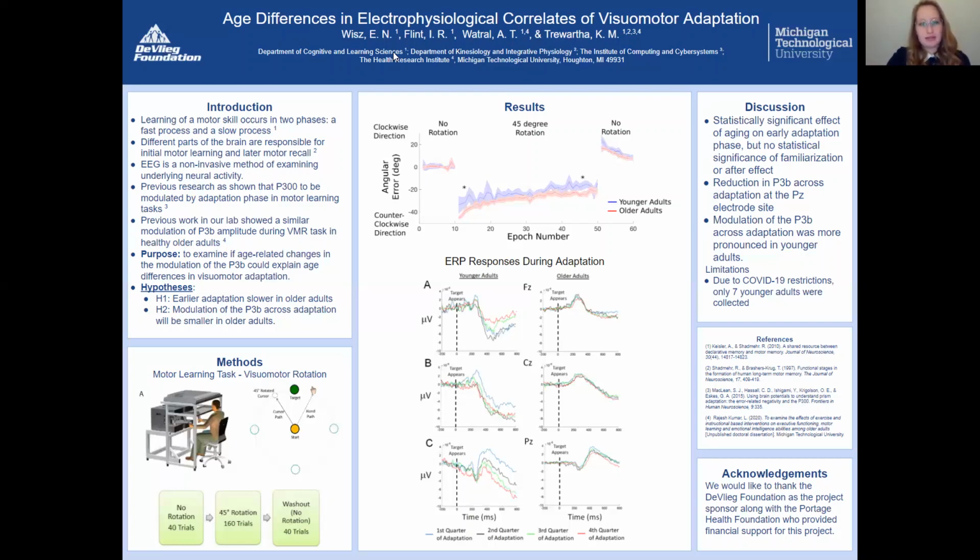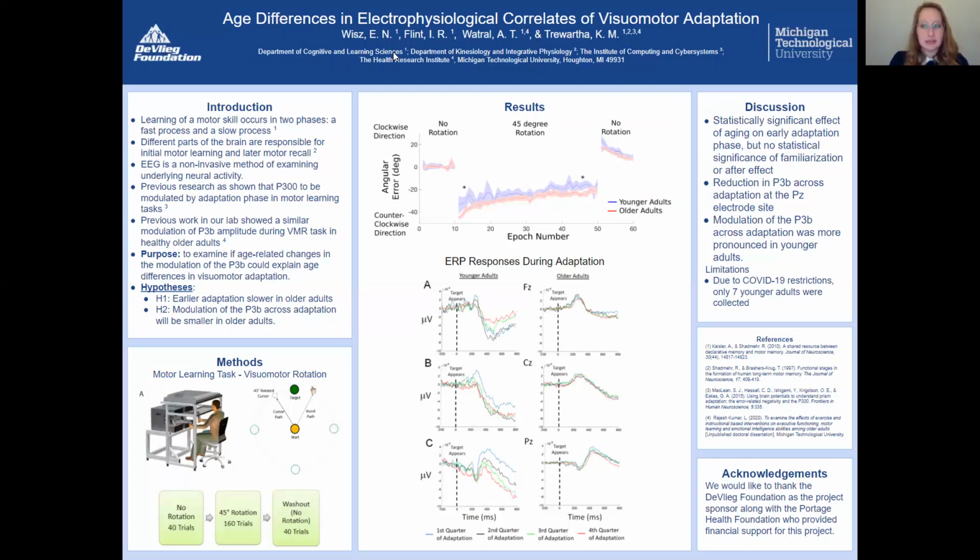ERP data-wise, the figures shown below show the changes in ERPs during the adaptation phase of the motor learning task of the younger adults and the older adults on the right-hand side. The P300 was most pronounced for both groups over the posterior parietal electrode site, consistent with previous literature suggesting that visuomotor adaptation elicits the P3B component. This component was also modulated across adaptation, such that the amplitude was reduced as people learned the visuomotor rotation.